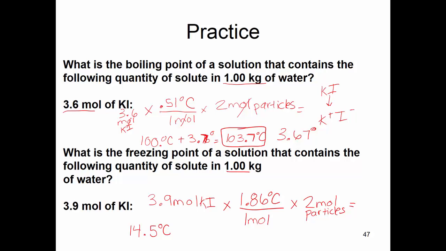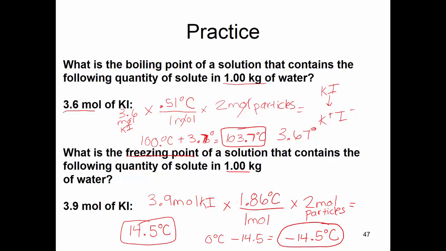We know that the freezing point of water is 0 degrees. So you have to remember here that you're subtracting. This is lowering. If you want to put a negative there, you can, but you're going to lower the freezing point by whatever your answer is here. And so the answer would be negative 14.5 degrees C. So the freezing point when you add 3.9 moles of KI is significantly lower than if it was just water.